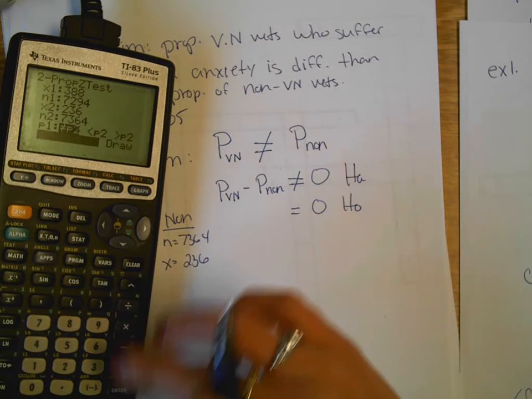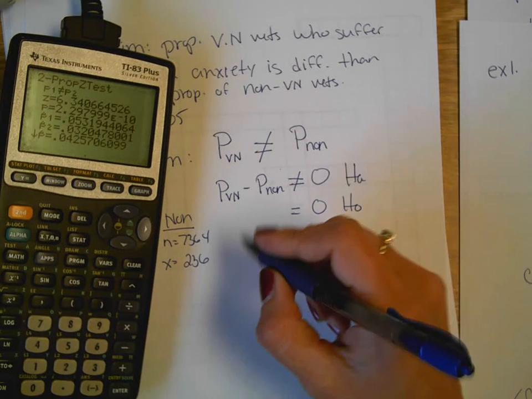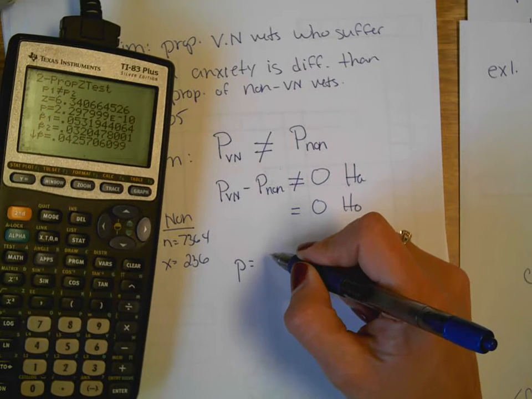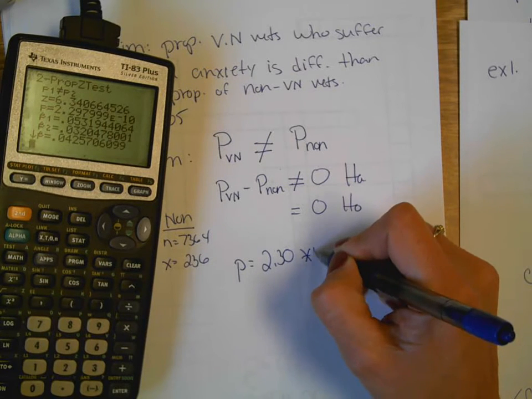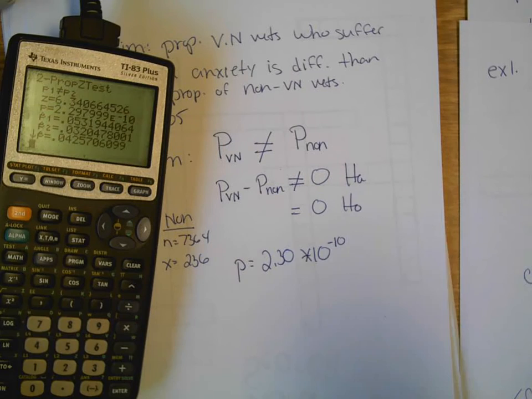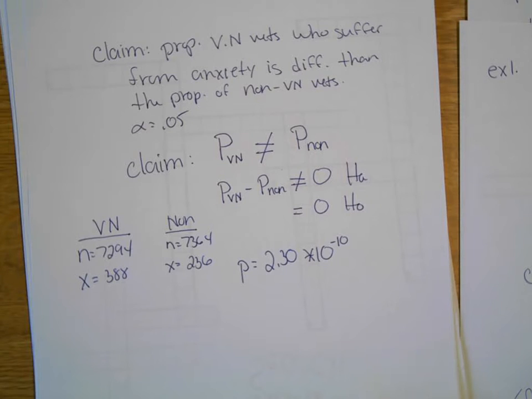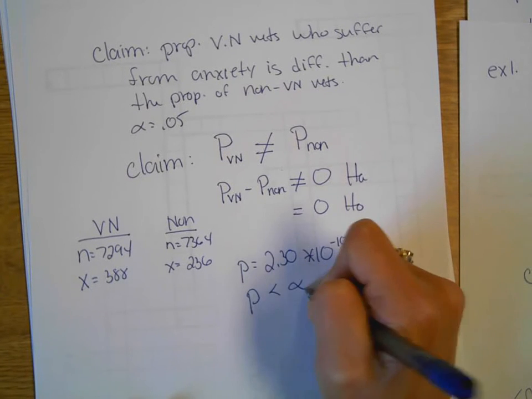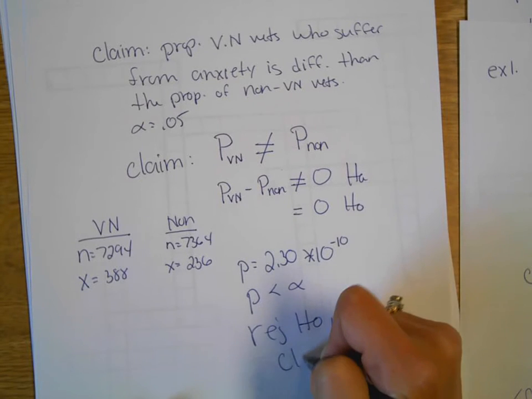We are not equal. Lots of p's there. Which p do we want? Just the p. Oh, I see a 2.30. That tells me look at the end of the line because it is in scientific notation. It's times 10 to the negative 10th, which is essentially 0. So what are we doing to the Ho? Rejecting. P is smaller than alpha. Not likely to happen. We reject the Ho. Making the claim true.